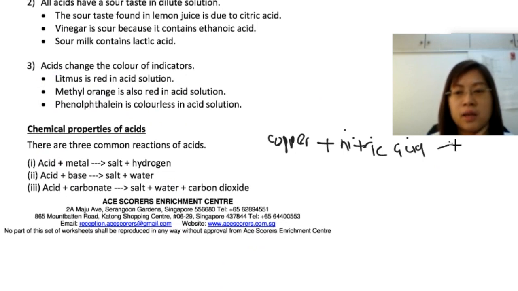So what happened is when nitric acid reacts with copper, it gives you copper(II) nitrate, which is a salt. But then the other byproducts are different. In fact, it will form nitrogen dioxide, all right.